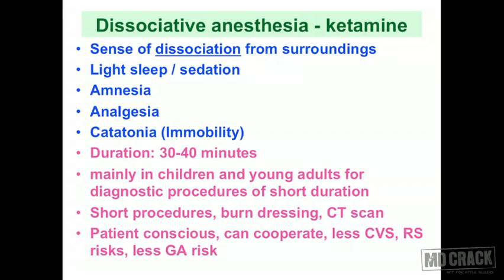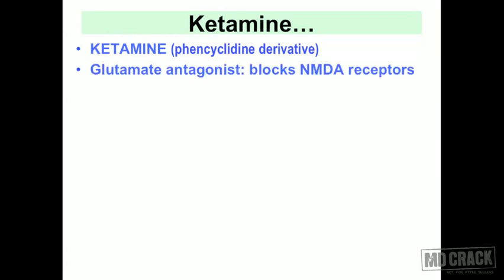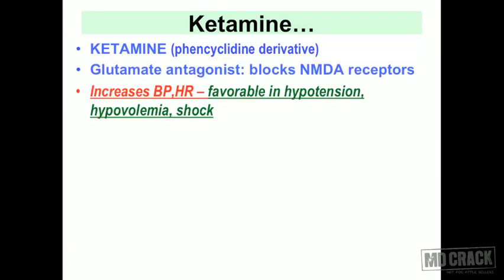Patient remains conscious, can cooperate, and there is less cardiovascular and respiratory system risk which is present with the general anesthetic agents. Ketamine is a phencyclidine derivative, that's the PCP derivative. As a glutamate antagonist, it blocks the NMDA receptor, and most importantly, ketamine can raise the blood pressure and the heart rate. This is good or bad? This is good and this is bad too.